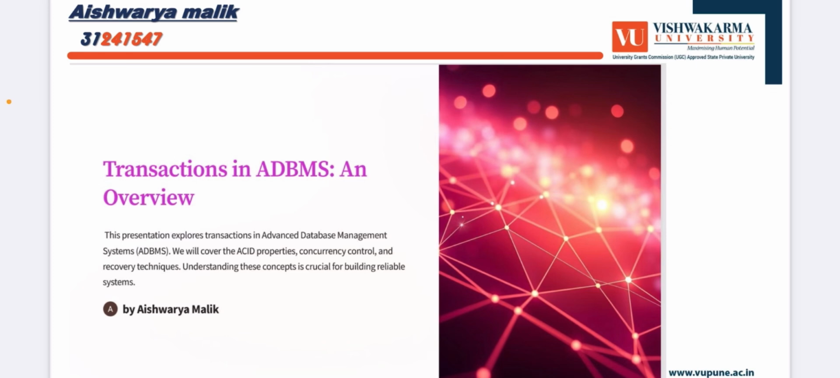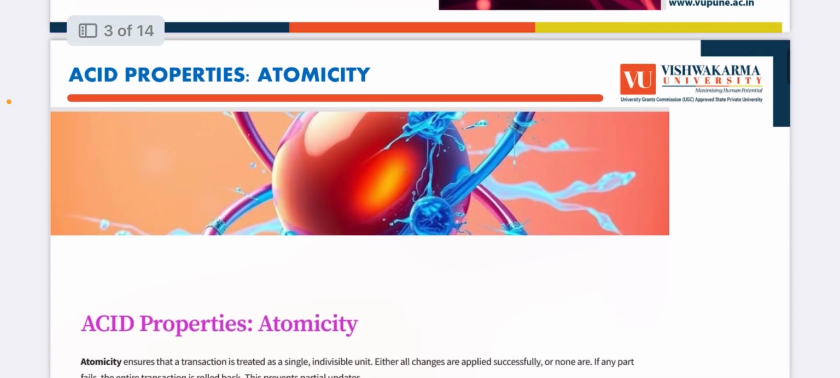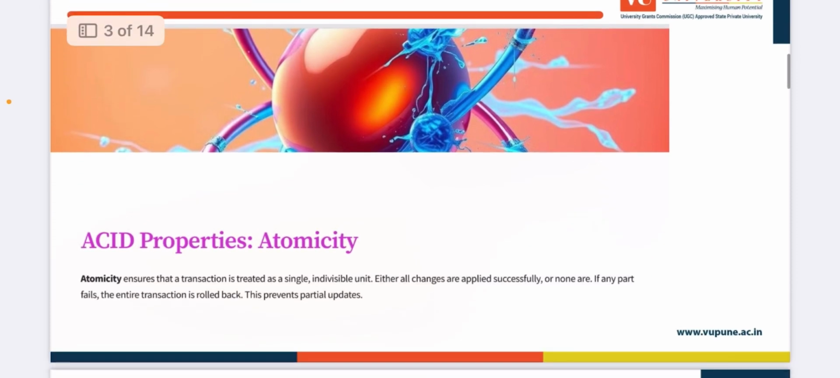Why are transactions important? Transactions help keep the database consistent even in case of system failures, crashes or errors. Let's move to the ACID properties. So the first property is atomicity. Atomicity ensures that the transaction is treated as a single indivisible unit. Either all changes are applied successfully or none are. If any part fails, the entire transaction is rolled back.